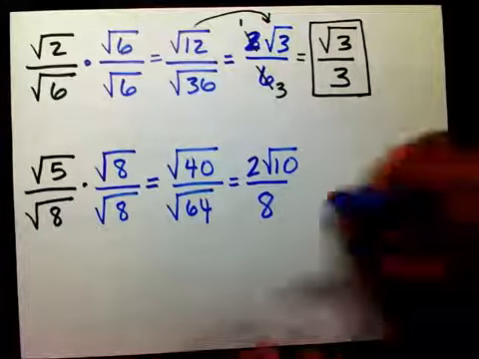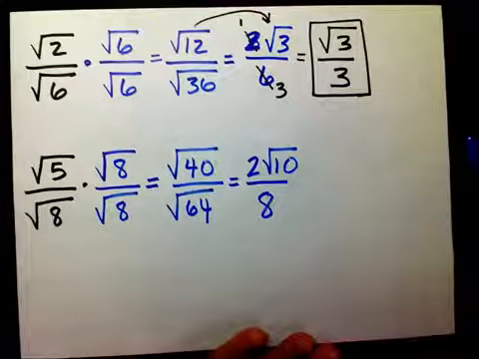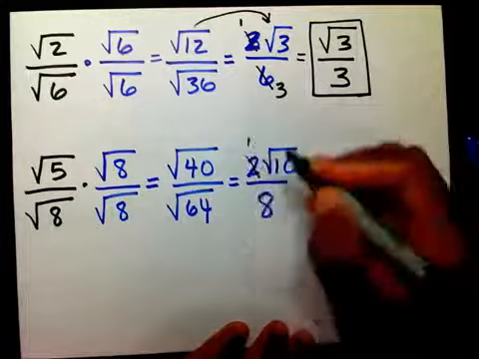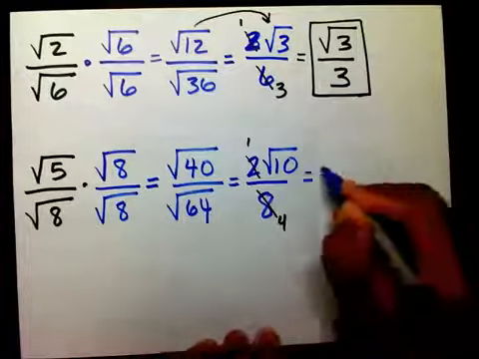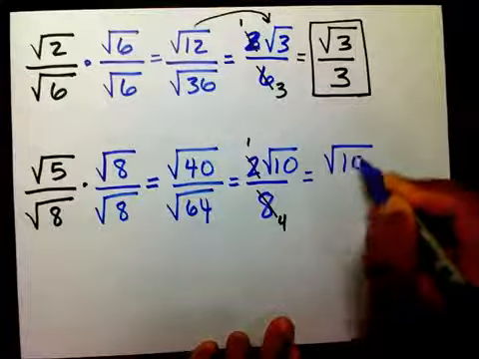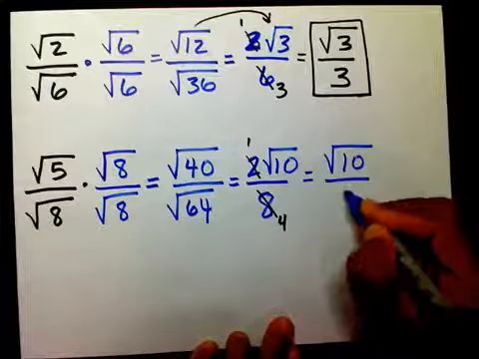Let's simplify the 2 and the 8. 2 will go into 2 one time. 2 will go into 8 4 times. So our final answer is going to be radical 10 over 4.